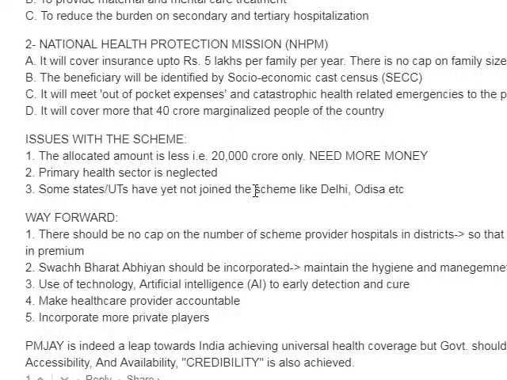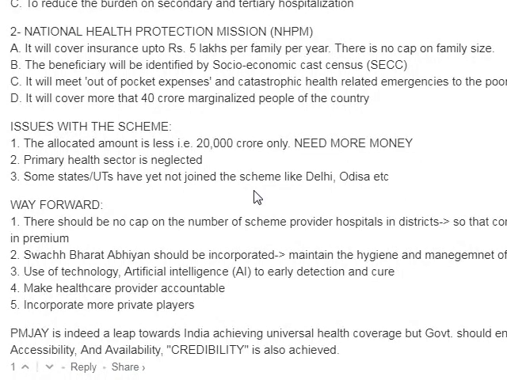Issues with the scheme. The allocated amount is less, only 20,000 crore. This is the main issue, and more money is needed. The primary health sector is neglected. Some states and UTs have not yet joined the scheme, like Delhi, Odisha, etc.